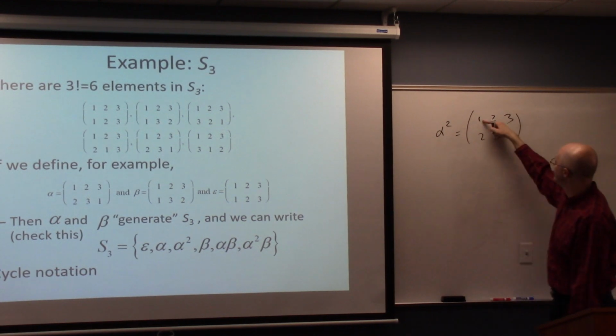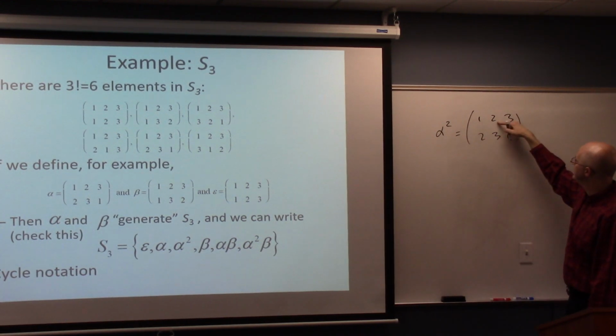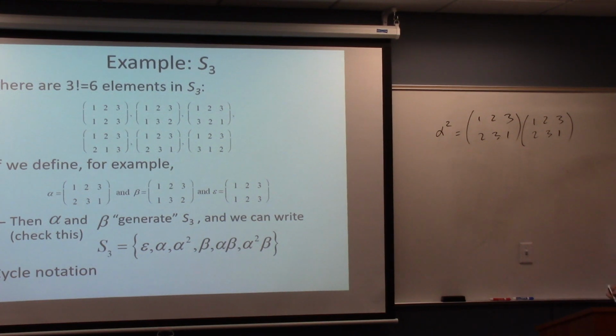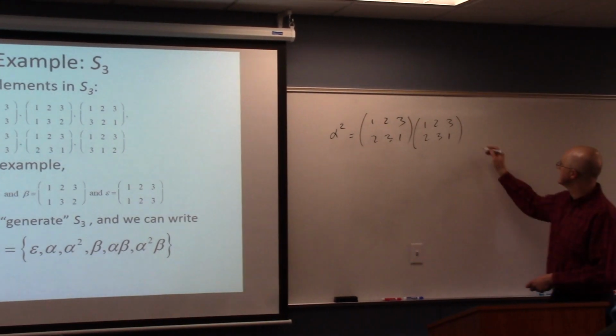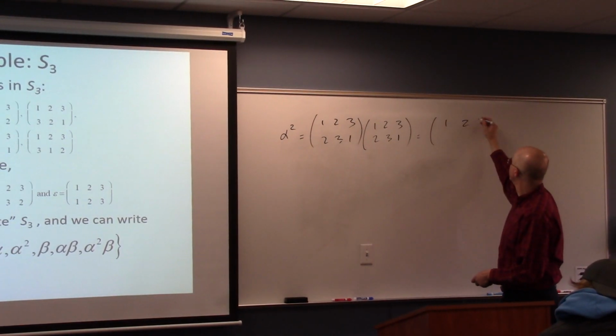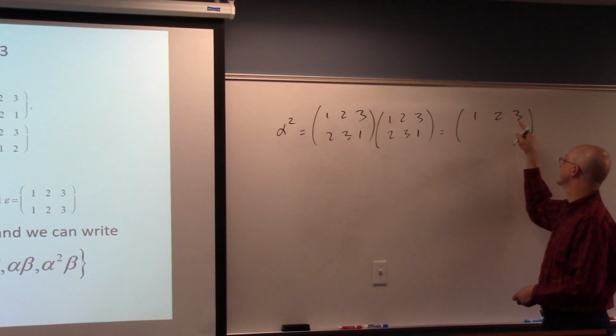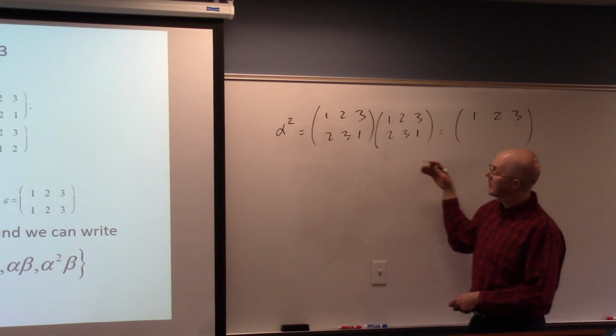Again, that means alpha maps 1 to 2. It maps 2 to 3, and it maps 3 to 1. I'm squaring it, so I'm putting another copy next to it. And as the book shows you in the diagram, you want to go through this in the following way to figure out what alpha squared maps 1, 2, and 3 to. You work right to left.